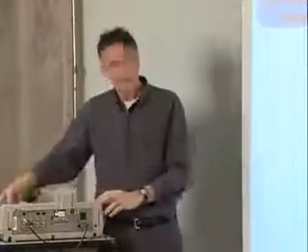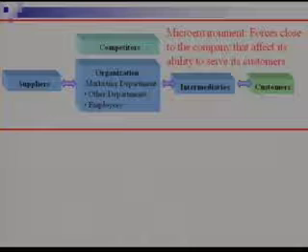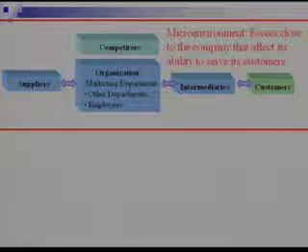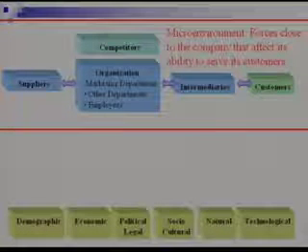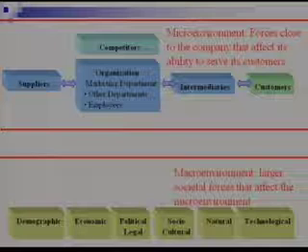So let's look at two groups of factors. The first are called the microenvironmental forces or factors. They're close to the company. They directly interact with the company. And so they would be the organization itself, suppliers, intermediaries, and competitors. And then what we have is the macroenvironment, which are larger social factors that affect everybody in the microenvironment.